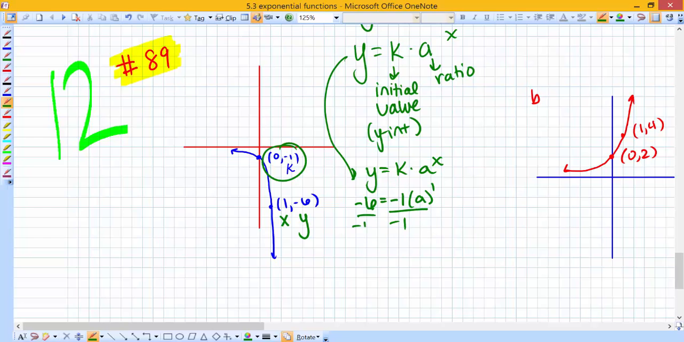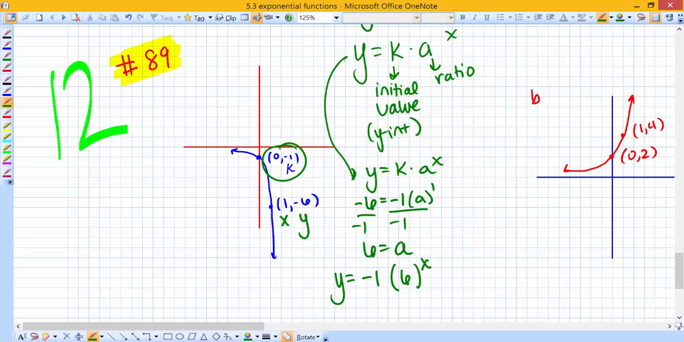Divide by -1. So I get 6 equals, and then a to the 1 is just a. I left off p. p is always going to be 1, so we do not need to worry about finding p. Okay, so I threw that out of the work. So once I have a, I need to plug back in, but the equation is going to be y equals, what was my k? -1. You always have to put your starting value. What am I multiplying by? 6. And then it's to the x.